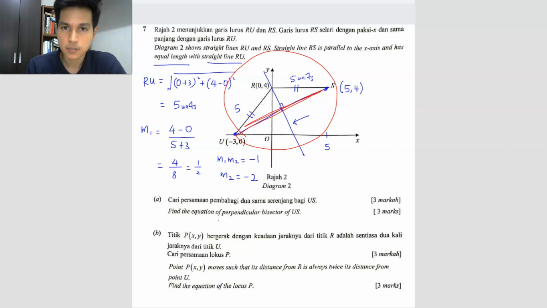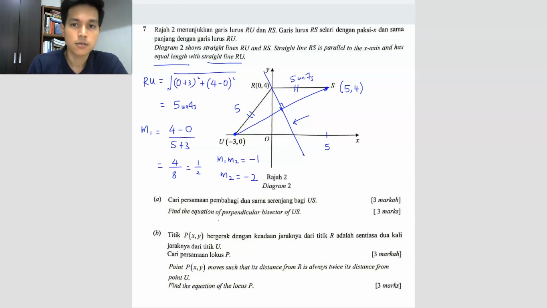Okay, so we already know the gradient is what? Gradient is negative 2, right? So sorry, let me change color. y equals mx plus c, correct? So now it passes through that, so we know the intercept is going to be 4, gradient is negative 2x, and then this is your answer.